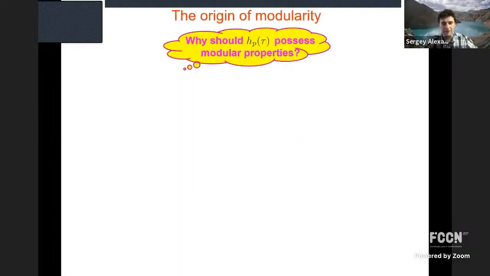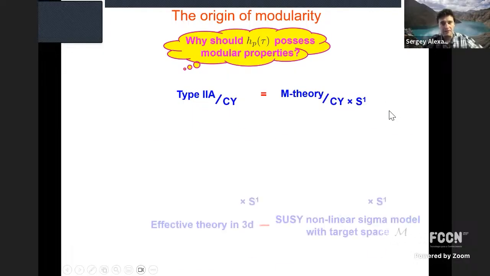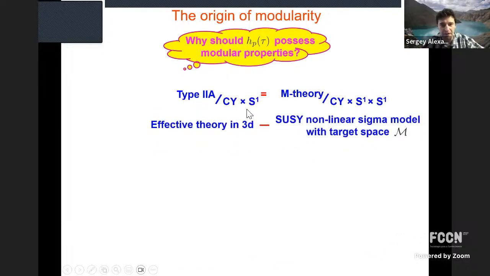Okay, so first, let me explain why these generating functions should possess any modular properties at all. Well, you remember we are considering type 2A in the Calabi-Yau, which is the same as M theory in the Calabi-Yau times the circle. Let's compactify this setup on an additional circle. Of course, then we go to 3 dimensions.